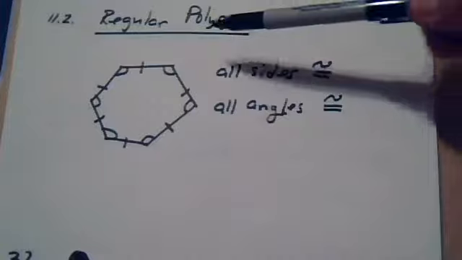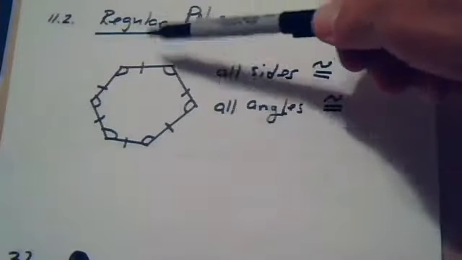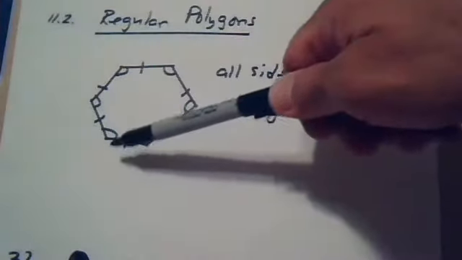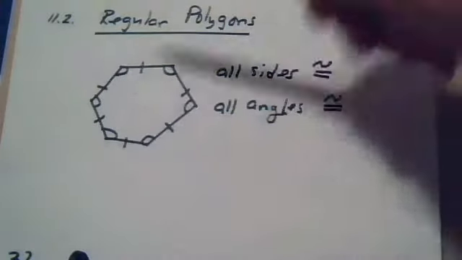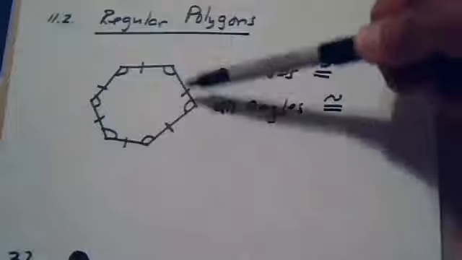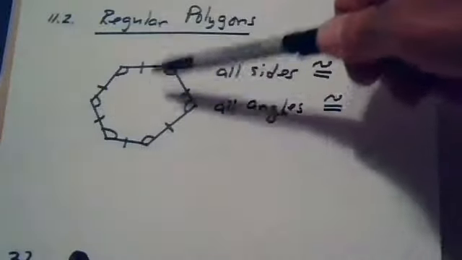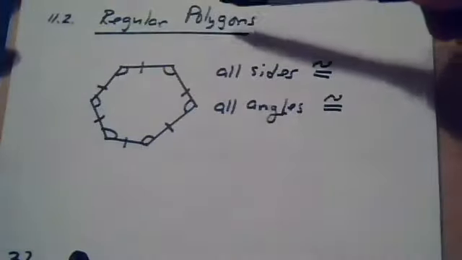Regular polygons. The word regular means that all the sides are congruent and all the angles are congruent. So 2 things. The sides are congruent, all of them, and all the angles are congruent. That makes it a regular polygon.